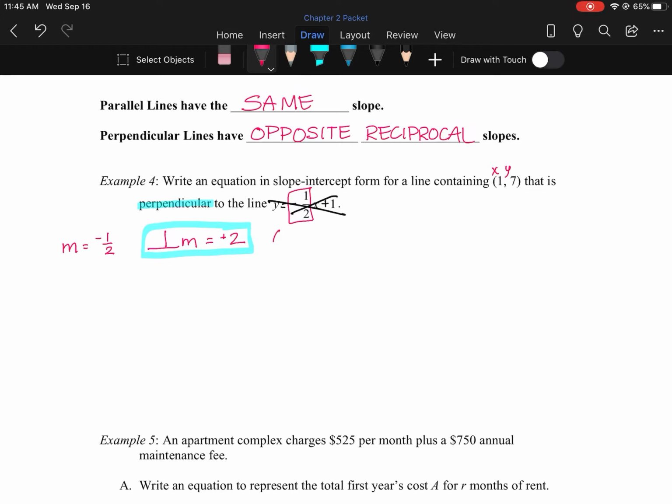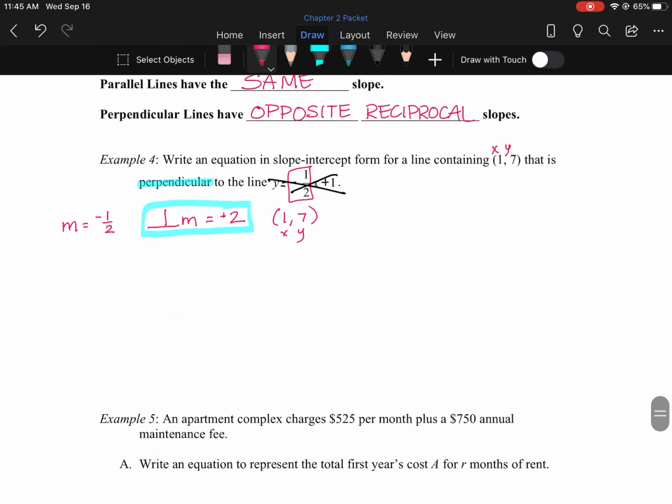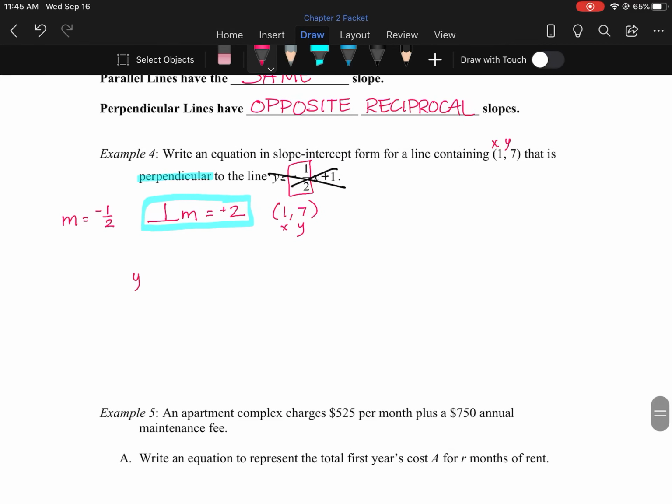So there's our slope. They gave us this ordered pair of 1, 7. So now this problem is just like the last two we did. So we're going to do y equals mx plus b, y is 7, m is 2, x is 1. So now we can solve for b. So 7 equals 2 plus b, subtract 2 from both sides, and we get that b is 5. Now don't forget to use your perpendicular slope.